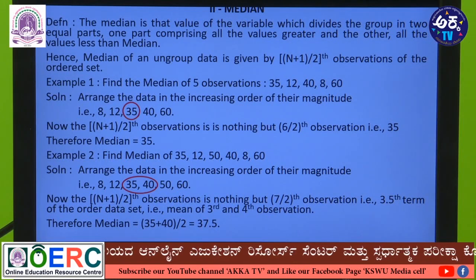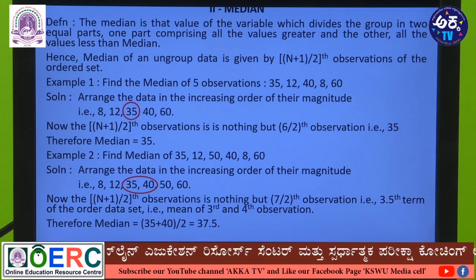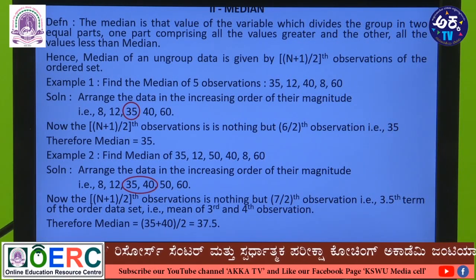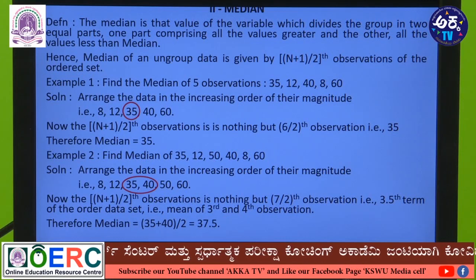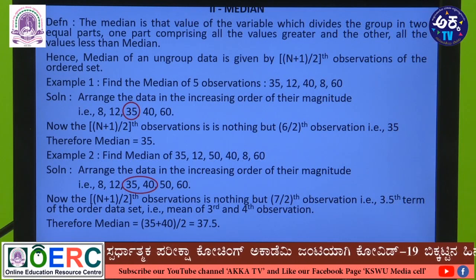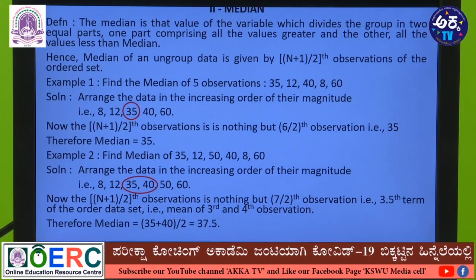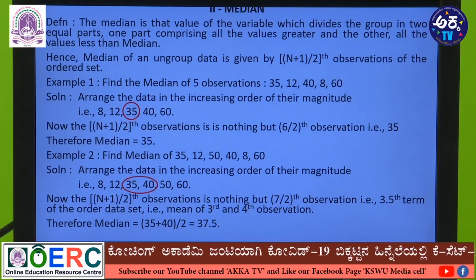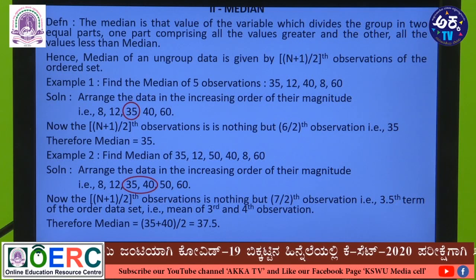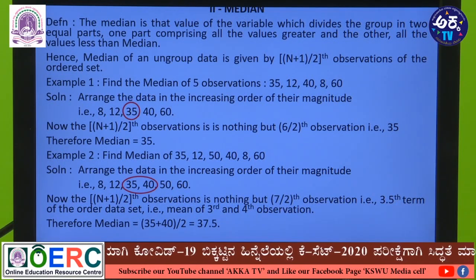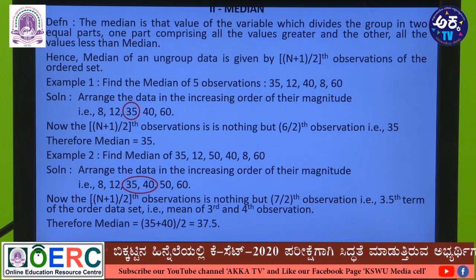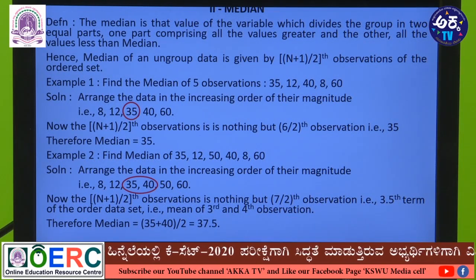So, the arranged data set will be 8, 12, 35, 40, 50 and 60. Now, (n plus 1) by 2th observation is nothing but 7 divided by 2th observation, that is 3.5, which comes in fraction. So, in order to get median, what we are supposed to do is take the average of the third and fourth observation of the ordered data set, and therefore, median is equal to 35 plus 40 divided by 2, and that amounts to 37.5. This is how different situations can be handled in order to get a median value.